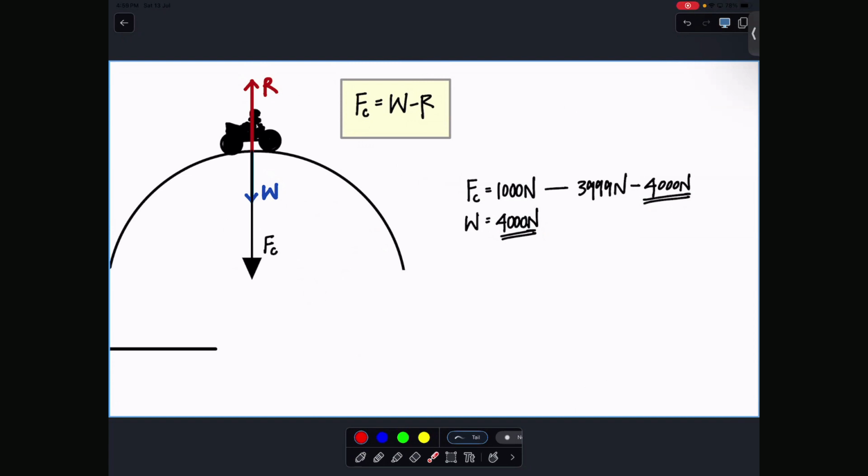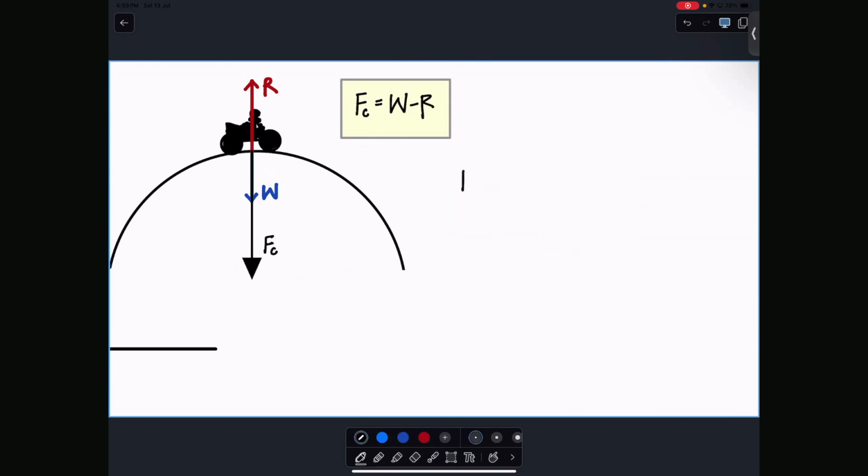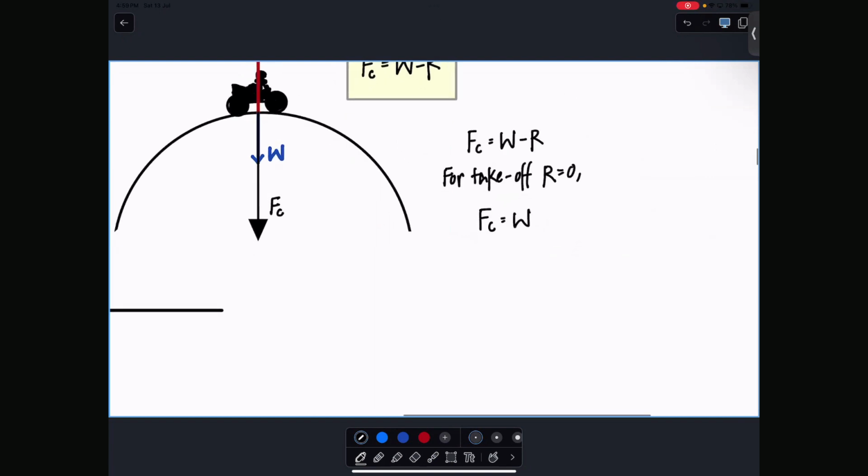For that to happen, whatever velocity is needed is referred to as what velocity? Takeoff velocity. So how can we find this takeoff velocity? Fc is equal to W minus R. And for takeoff, can you tell me what should be zero? R, right? For takeoff, R must be zero. So if R is zero, what do you have here? Fc equals W. Do you remember the formula for centripetal force in terms of velocity?